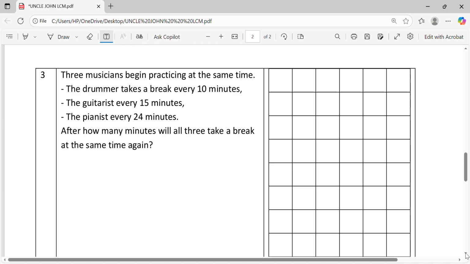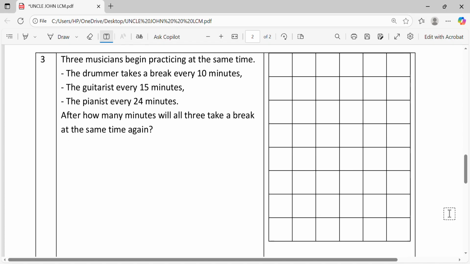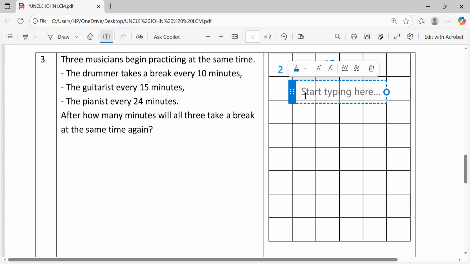What we do here, we're going to use the table method as usual, so we can shorten the time. So here we put 10, here we put 15, and we put 24 here. After that, we can start dividing. When you are dividing, remember friends, we always start by dividing by 2. So we shall start with 2. 10 divided by 2 equals 5.